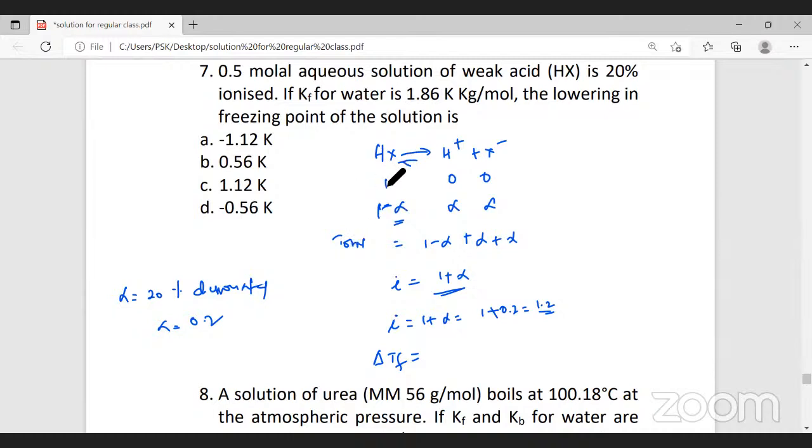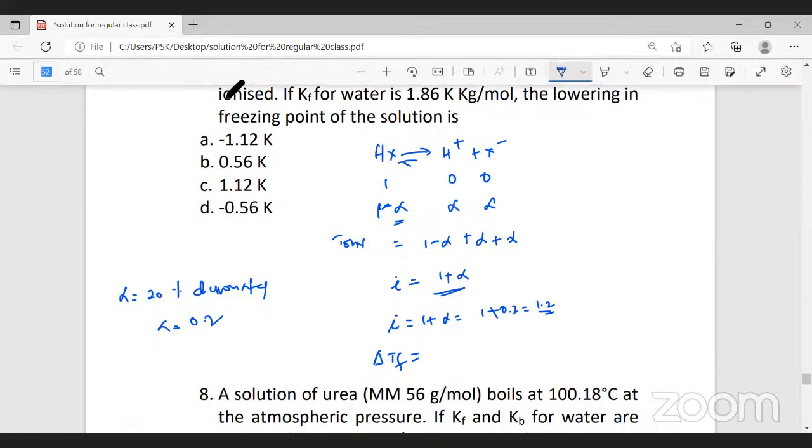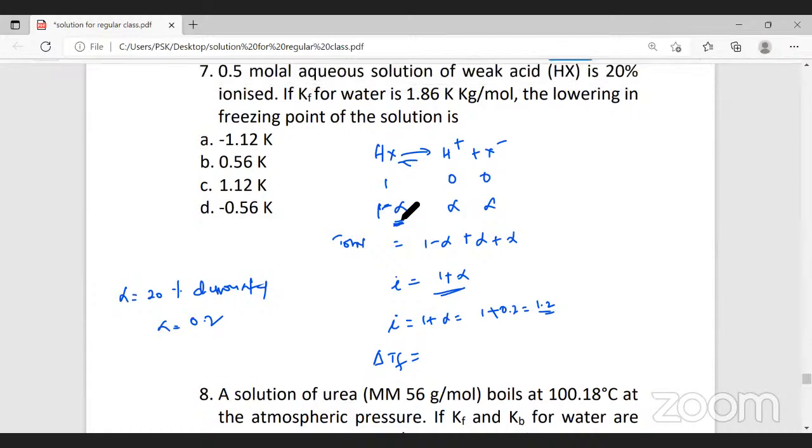See, initially you take 1 mole of HX and no H plus is there, no X minus is there. But when this 1 mole of HX is dissolved in water, at 0.5 molar, from 1 mole, alpha moles dissociate. Assume that 1 mole has 6.023 into 10 to the power 23 molecules. From that, a few molecules dissociate. That few is represented as alpha here. So when a few dissociate, alpha of H is formed, alpha of X is formed.